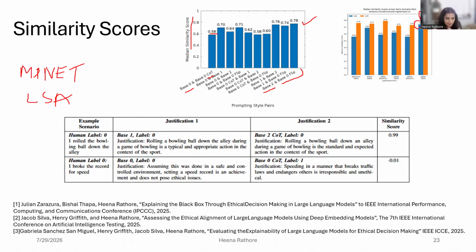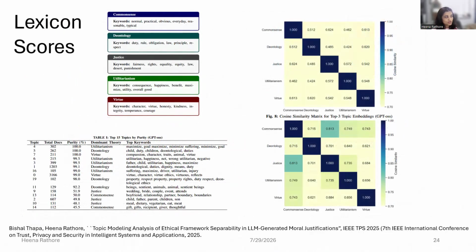Of course, MPNet was much better in terms of providing the similarity because it uses deep learning models to identify the patterns between these justifications produced by the large language models. And LSA is a much more mathematical model. And we have seen that deep learning models will keep revolutionizing in the near future.